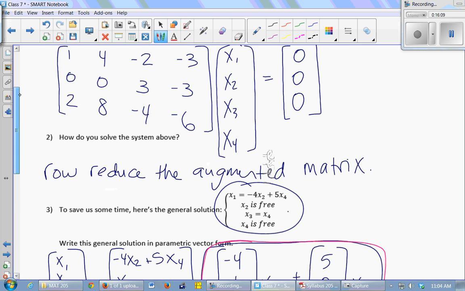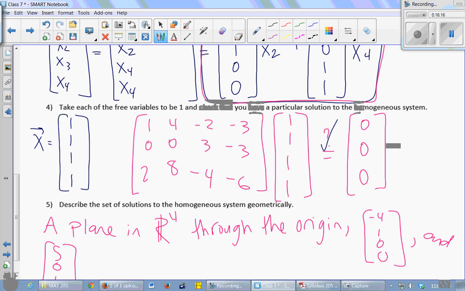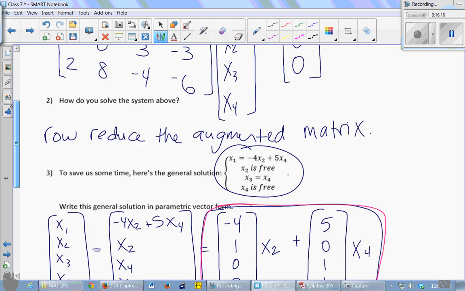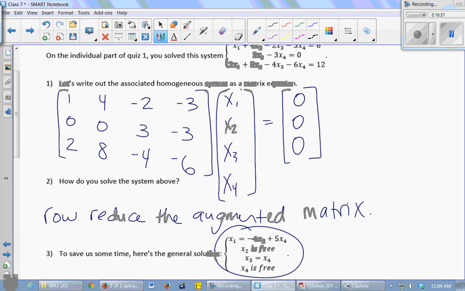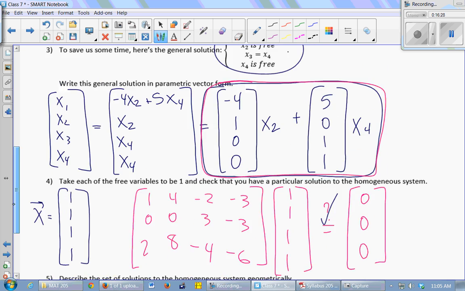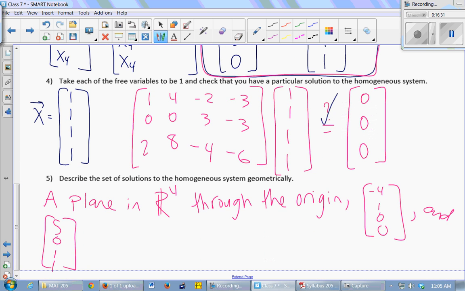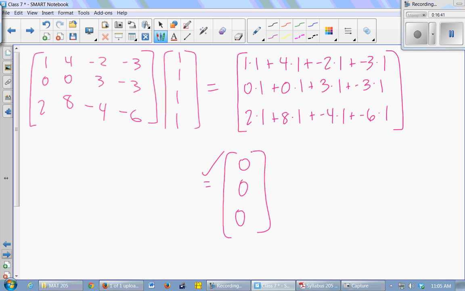What's the question, Iris? Yep, because that was the original equation from number 1. How do you get it to equal that? You have to multiply each row of this matrix, the coefficient matrix, by the vector 1, 1, 1, 1. And nope, it gives you 0, 0, 0. Because of the way you multiply matrices by vectors, yeah, add it all up.